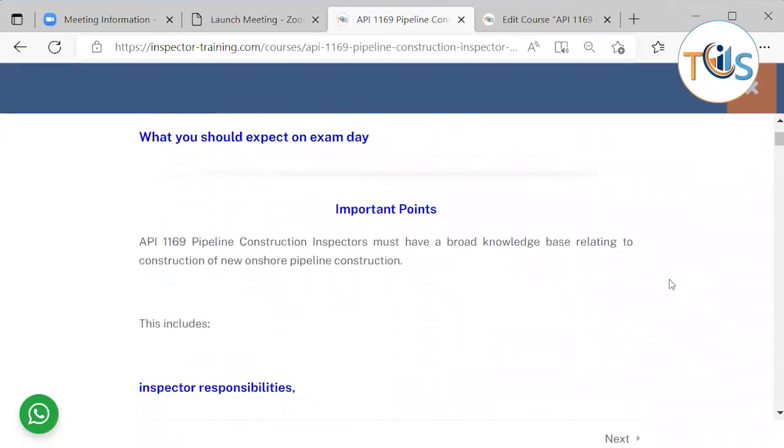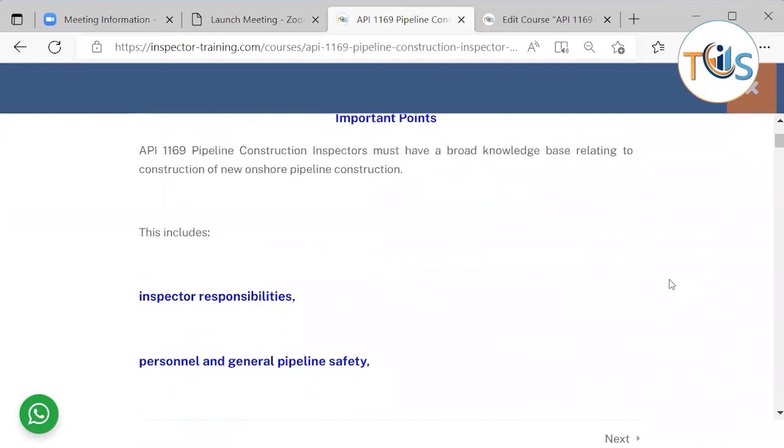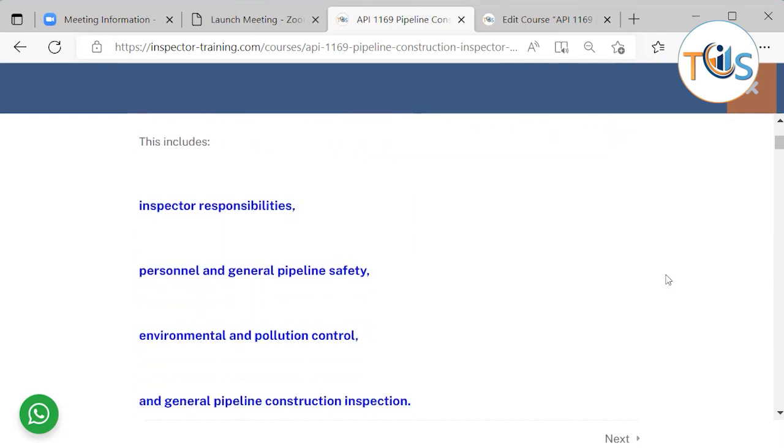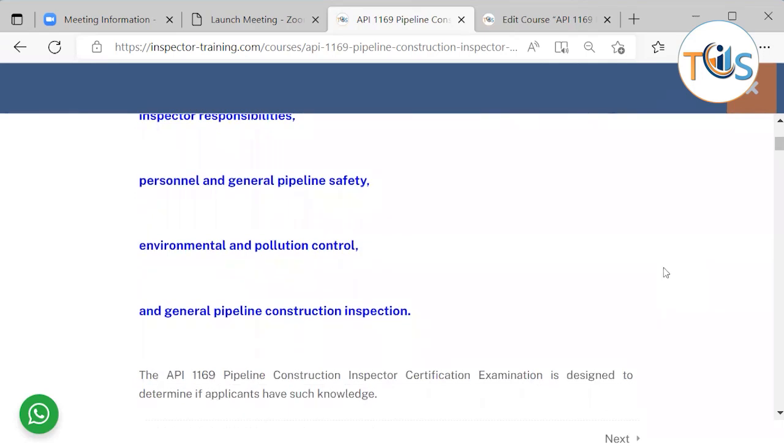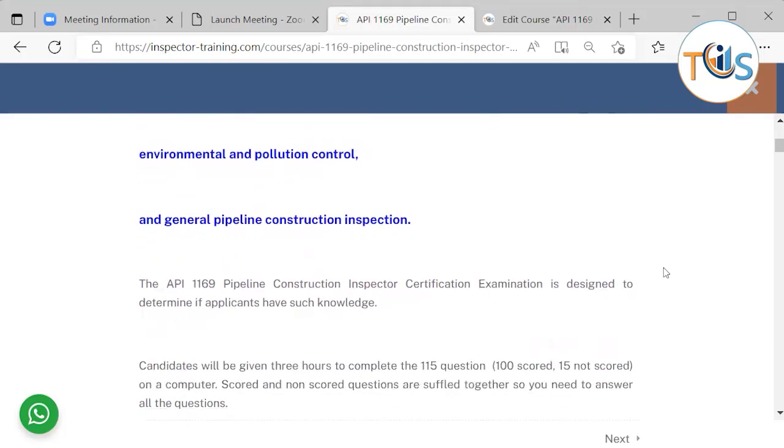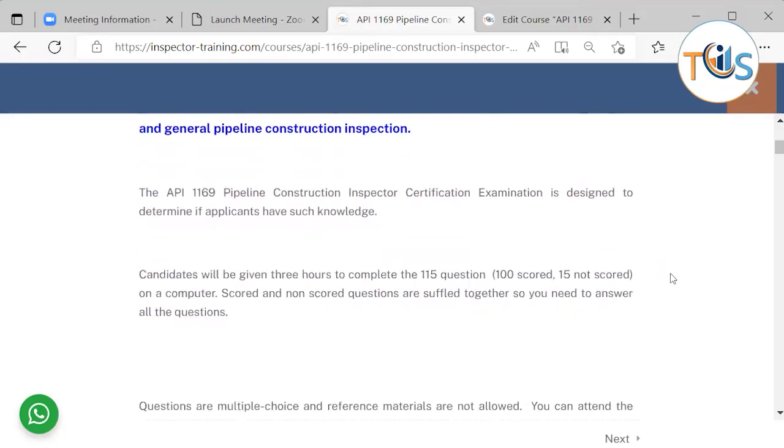day. Important points. API 1169 Pipeline Construction Inspector must have a broad knowledge base relating to the construction of new offshore, onshore pipeline construction. This includes inspector responsibilities, personnel and general pipeline safety, environmental and pollution control, and general pipeline construction inspection. API 1169 Pipeline Construction Inspector Certification Exam is designed to determine if applicants have such knowledge.